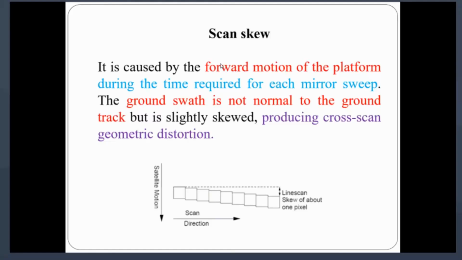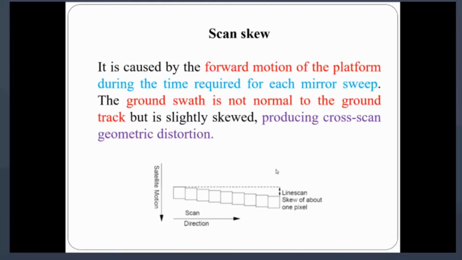By the time the mirror reaches back to the same place, there is a forward motion. So what happens is that the ground swath is not normal to the ground track, so it becomes slightly skewed. Instead of having these clicks along this dotted line, you have a shift in the images captured by the satellite, because by the time the Earth has rotated a little bit, you will have a skew of around 1 pixel from this edge to this edge.